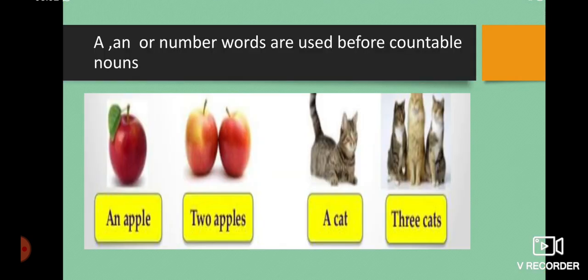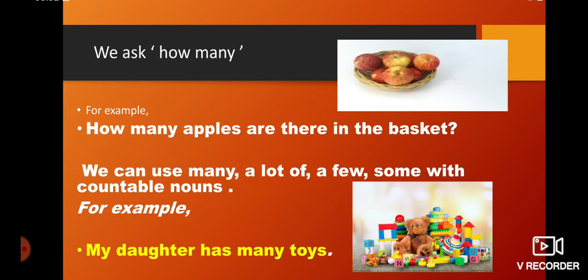Next, we can use a, an or number words like 1, 2, 3, 4 before countable nouns. For example, an apple, 2 apples. A cat, 3 cats. We use how many with countable nouns. For example, how many apples are there in the basket? We can also use many, a lot of, a few, some with countable nouns. For example, my daughter has many toys.